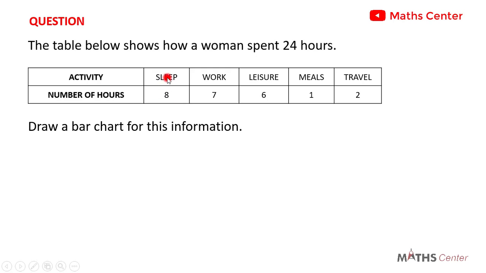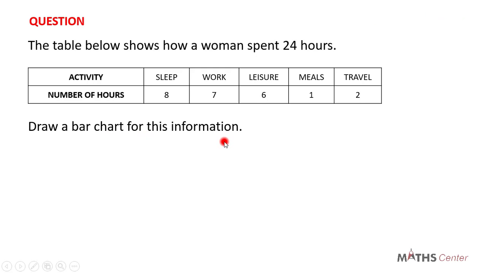She spent 8 hours on sleep. She spent 7 hours on work. 6 was used as her leisure time. She spent 1 hour on meals. And she spent 2 hours traveling. The question says that we should draw a bar chart for this information.